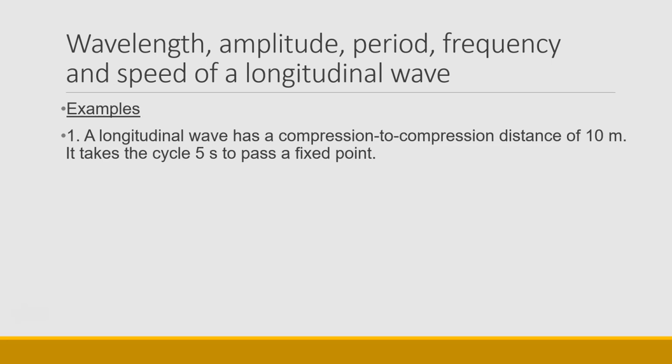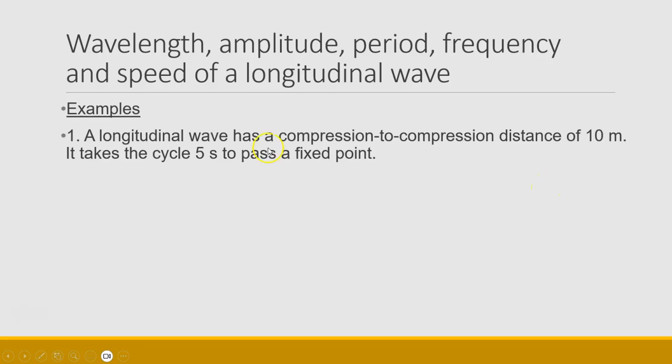Number 1. A longitudinal wave has a compression to compression distance of 10 meters, and it takes the cycle 5 seconds to pass a fixed point. So the first thing you need to do is understand what variables are given to you here. Compression to compression distance of 10 meters means the wavelength. So the wavelength of this wave is 10 meters. The fact that it takes the cycle 5 seconds to pass a fixed point, that's the definition of the period of a wave. How long does it take for a full cycle to pass a fixed point? And in this case, the period of the wave is 5 seconds.